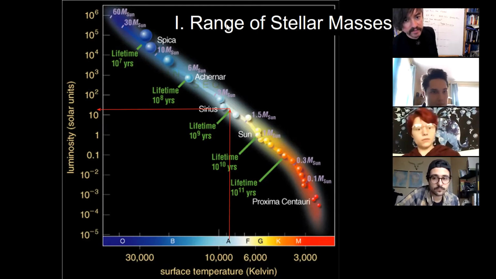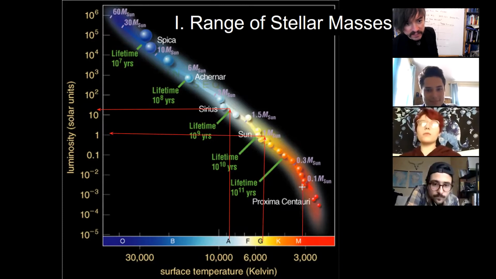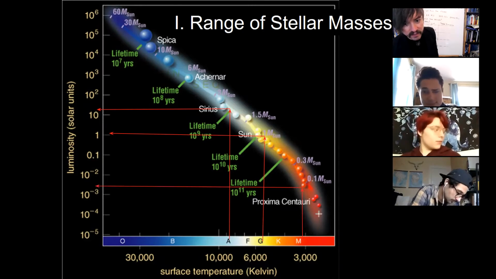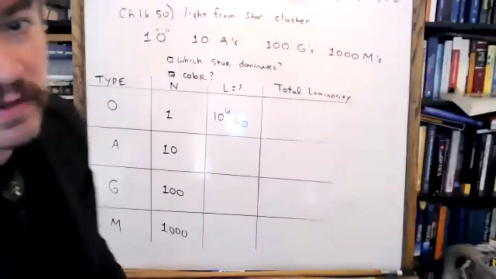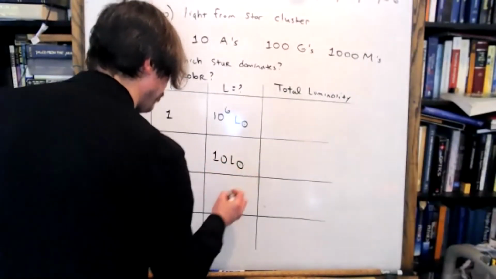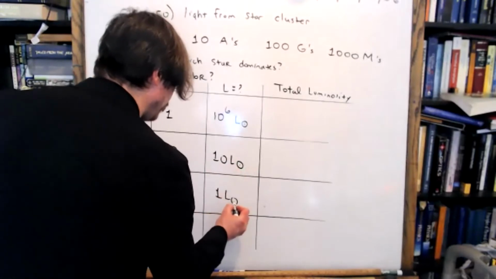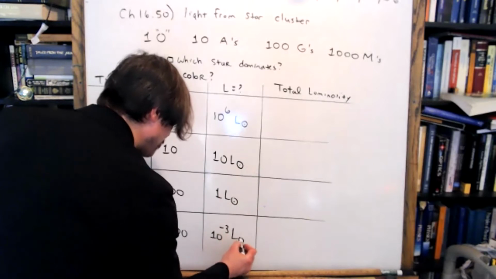I'd say 10. Let's do the G's while we know what the G's should be, right? By definition, a G-type star should be 1. And the M-type stars, I don't know. Let's pick the wimpiest ones, the 10 to the minus 3, okay? So this is 10 solar luminosity units, 1 solar luminosity unit, and 10 to the minus 3.